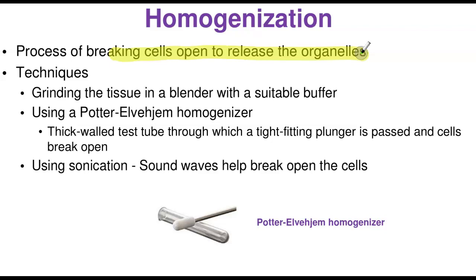The techniques you usually hear of are grinding the tissue in a blender, which breaks the tissues into small parts, or increases the surface area. Then you can use what we call the Potter-Elvehjem homogenizer. It consists of a tube and a thick rubber pestle, which you use to pound the cells until you break them. When you break the cells up, the organelles get out immediately. You can also use sonication, which simply means using very high-frequency sound waves to break those cells open.